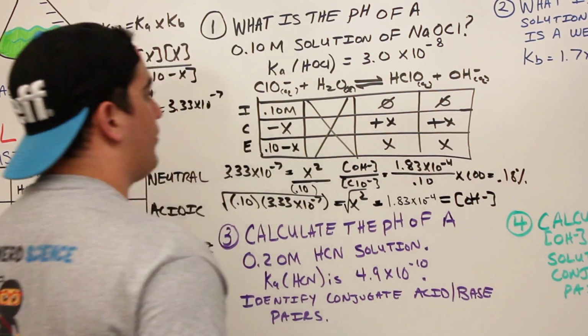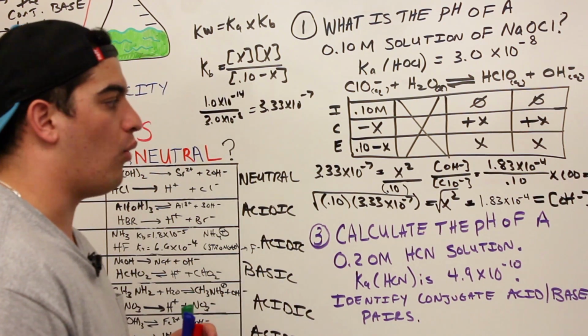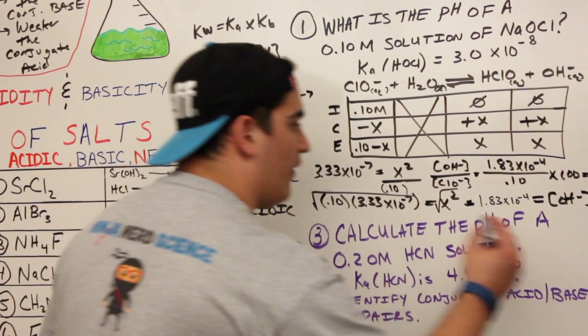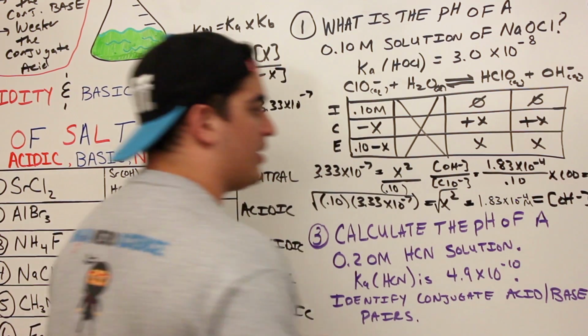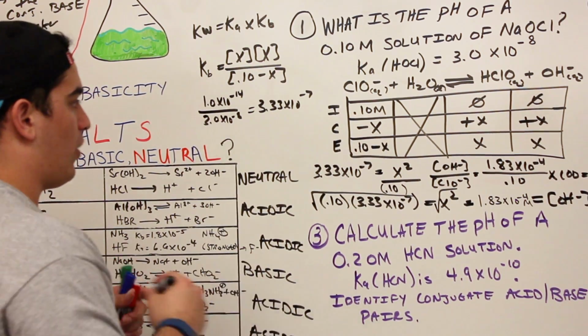So now I said that this number right there, 1.83 times 10 to the negative 4 molarity. Let me be very, very specific here and keep my units there. Molarity, that's the hydroxide ion concentration. So what do I need to do here?